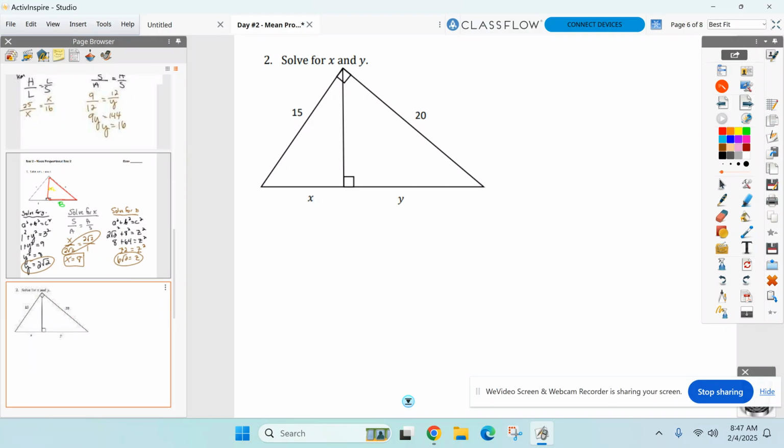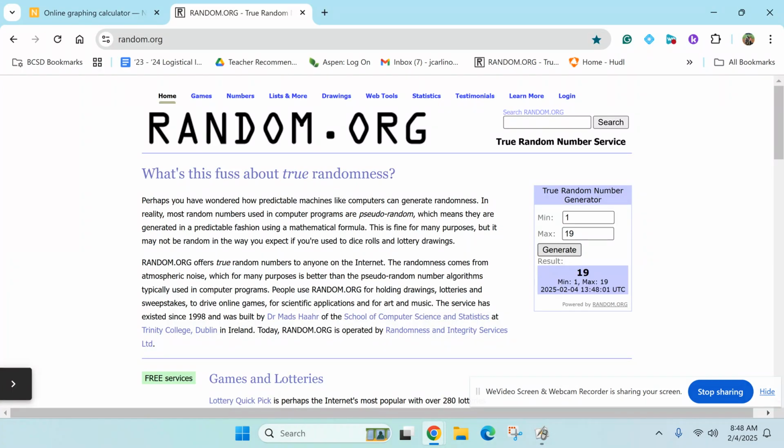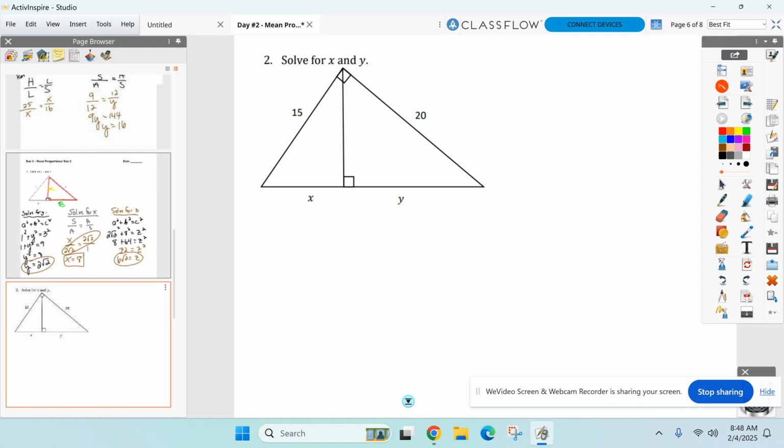So let's look at 2. Let me talk to somebody first. Hi, Rand. How are you? I'm good. How are you? Great. Thank you for asking. That was nice of you.